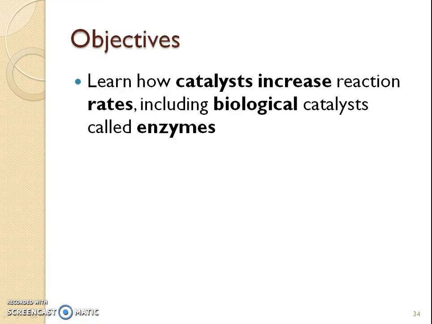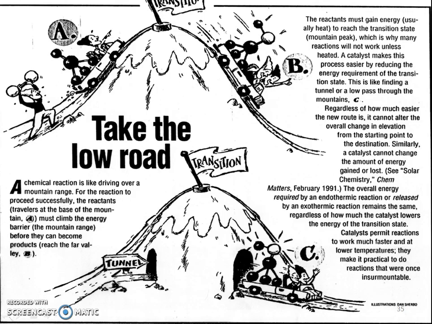So onto your packet. In this section, you'll learn how catalysts increase reaction rates, including biological catalysts such as enzymes. Here's a cute analogy as well. In A, a chemical reaction is like driving over a mountain range. For the reaction to proceed successfully, the reactants traveling at the base of the mountain must climb the energy barrier, the mountain range, before they can become products.